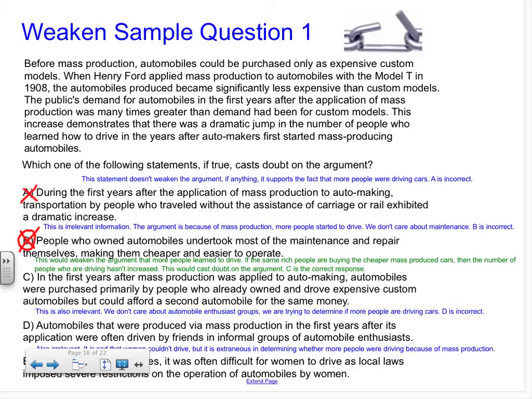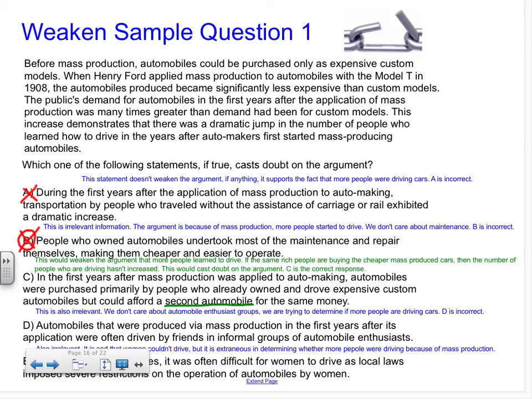In the first years after mass production was applied to automaking, automobiles were purchased primarily by people who already owned and drove expensive custom automobiles, but could afford a second automobile for the same money. So the key thing to clue into here is that rich people were buying a second automobile. So if one person is owning 2 cars, more people wouldn't be going out to get their driver's license. There'd just be an increase in car sales.